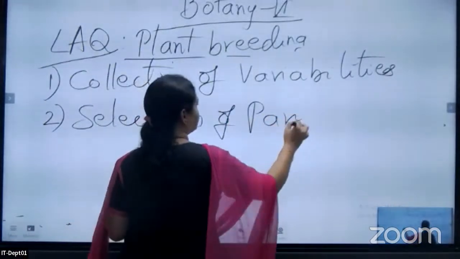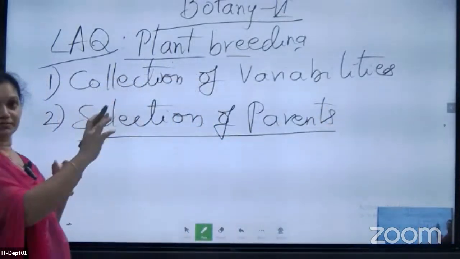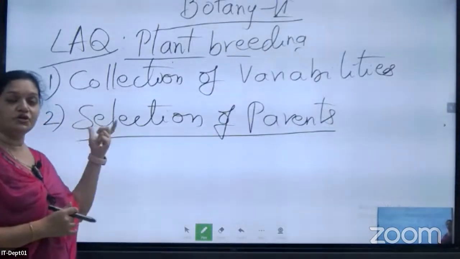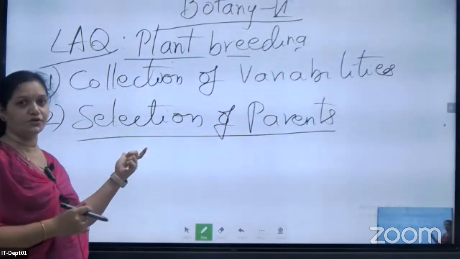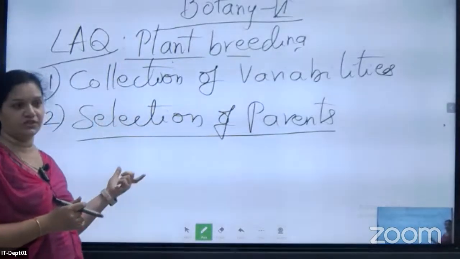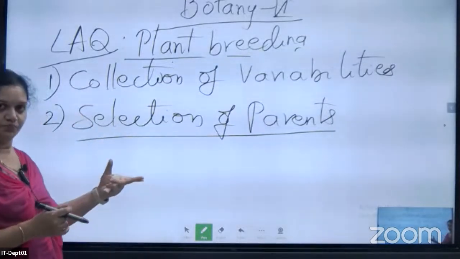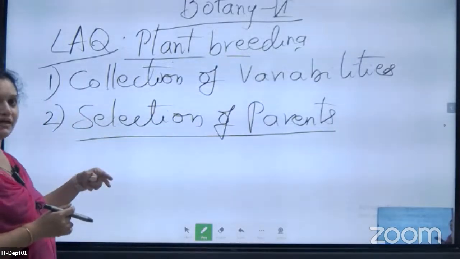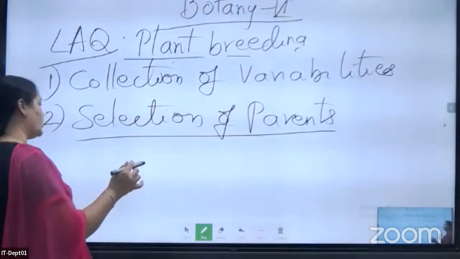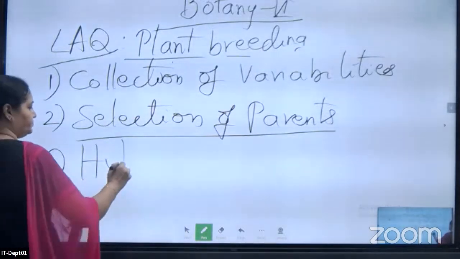Selection of parents. From the germplasm collection, we have to select the parents which are suitable for our hybridization process, which have all our desired characters in them. Here the parents may be two or more than two. Like that, we have to select the parents and start the next step in the plant breeding process. And the third one is hybridization.